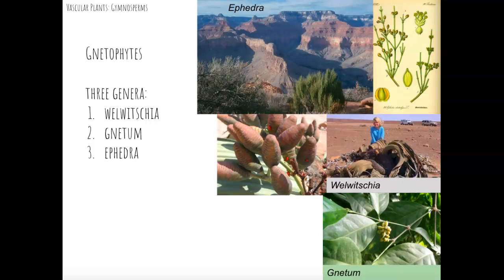Similarly, the ephedra live in the desert southwest. And the ephedra plant was the original source of ephedrine in Sudafed. The ephedra plant was originally used by Native American peoples as a medicinal plant, and the pharmaceutical industry figured out ways to use that in modern medicine.